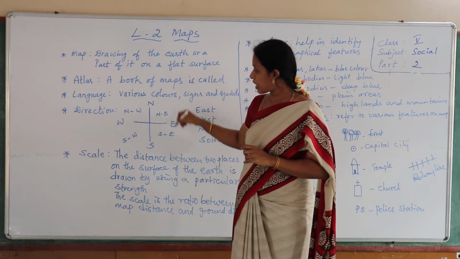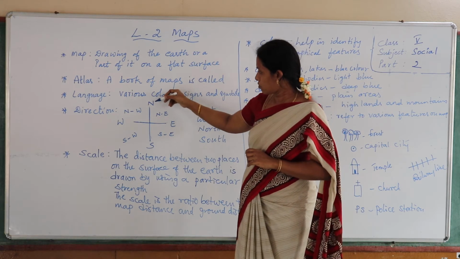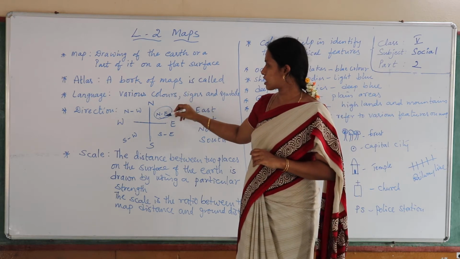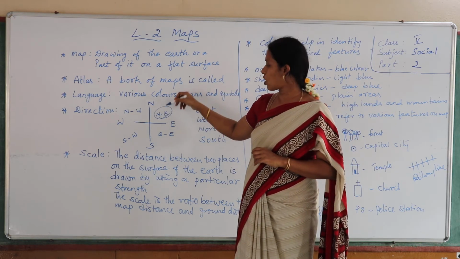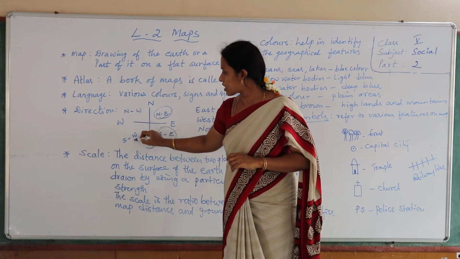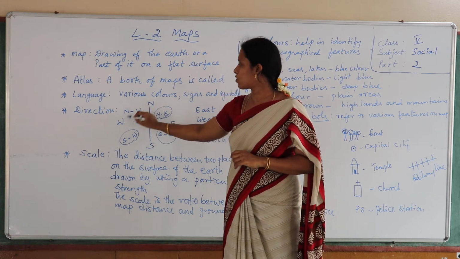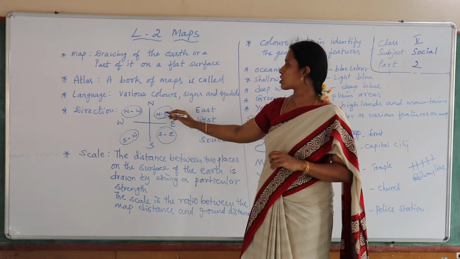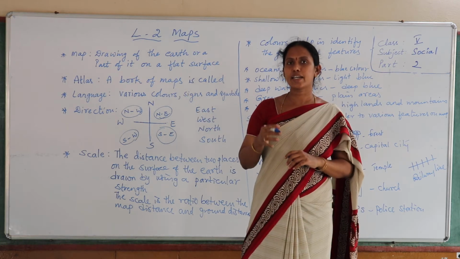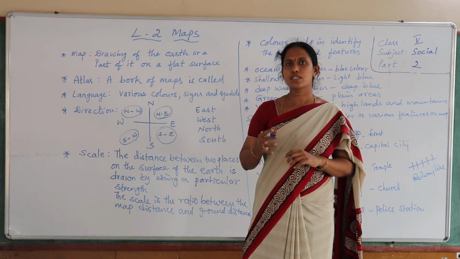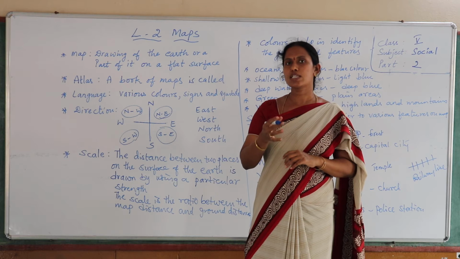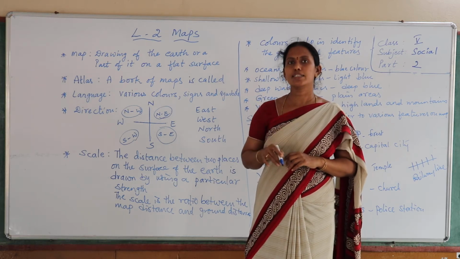Okay, there are sub-directions also. From north to east is called northeast, and south to east is called southeast, and south to west is called southwest. North to west is called northwest. These sub-directions are also very important in maps to locate the places. So you must know the directions perfectly to find out the places in the map. Every map is like this. Take one map and put arrow marks on it.